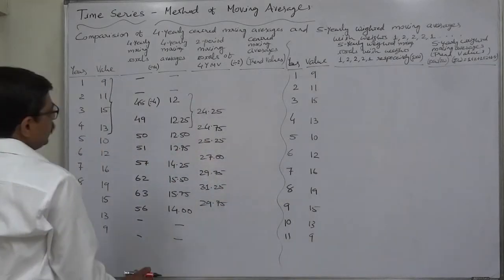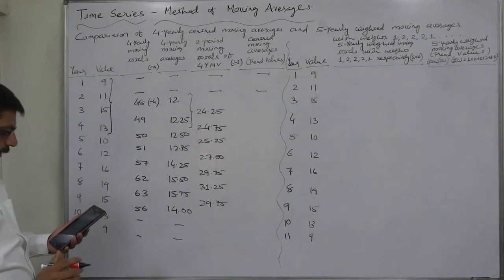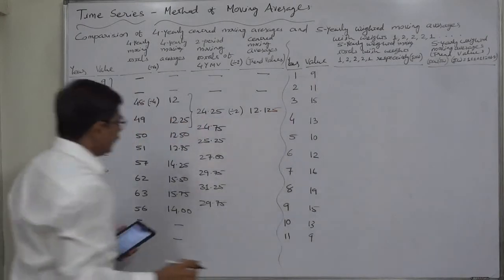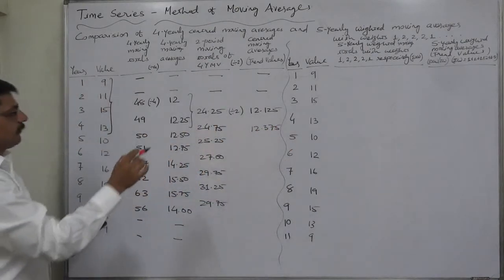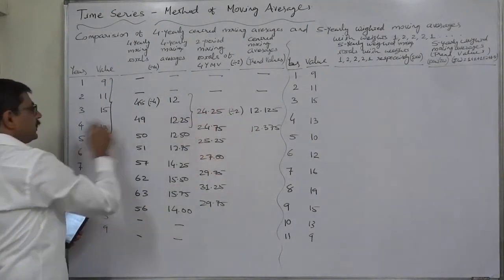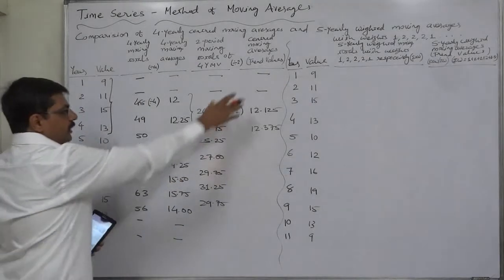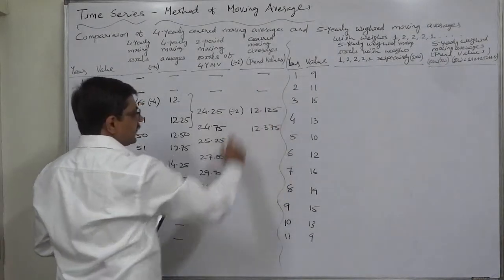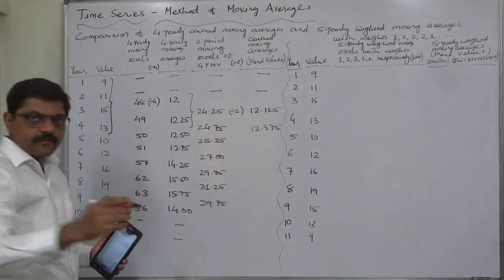Now, we need to divide all these by 2 only, and it will be 24.25 divided by 2, 12.125. Then 24.75 divided by 2, 12.375. See, now the moving averages are exactly against specific years: third year, fourth year, and so on. You are writing in a ruled paper, so now you can see all these are properly against a year. So now only these can be treated as trend values. This is the trend value for the third year, this is the trend value of the fourth year, and next will be for the fifth year, and so on.